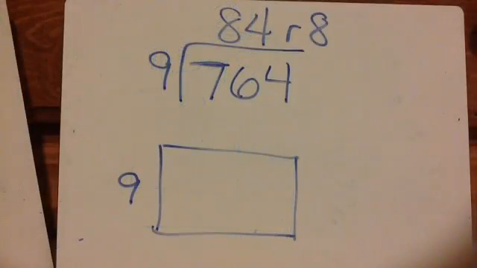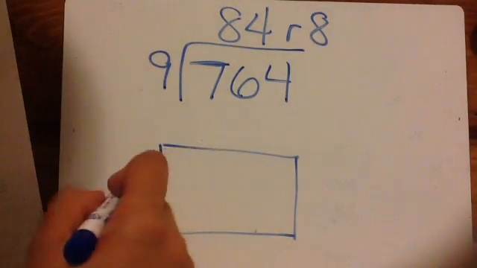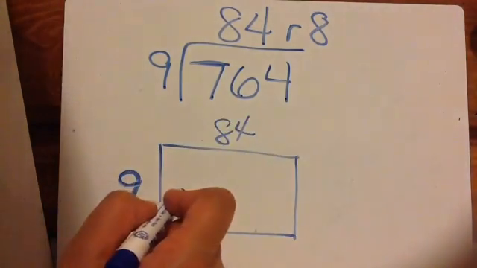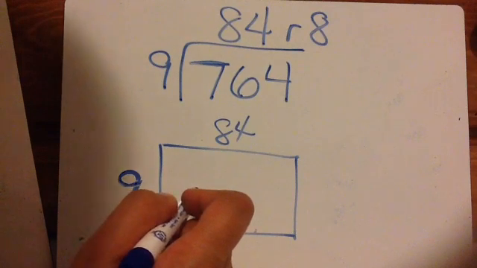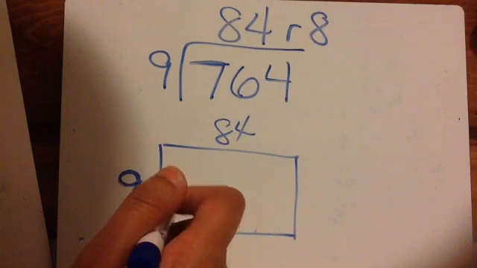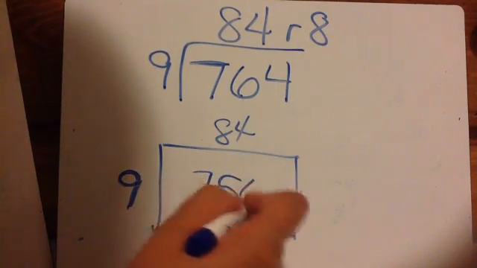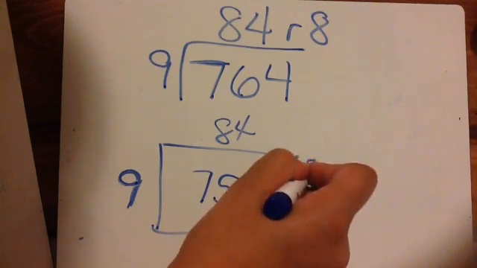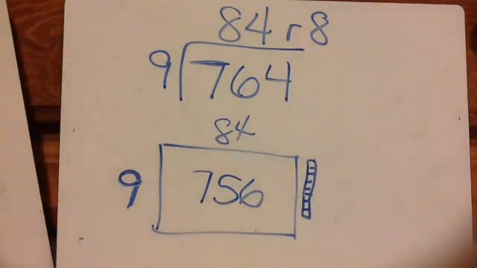I wanted to show one more example. 764 divided by 9 equals 84, remainder 8. So you would have a 9 by 84, which would actually have 756 pieces here, and then you would have 8 pieces right here. So just some different ways for you to see division represented.